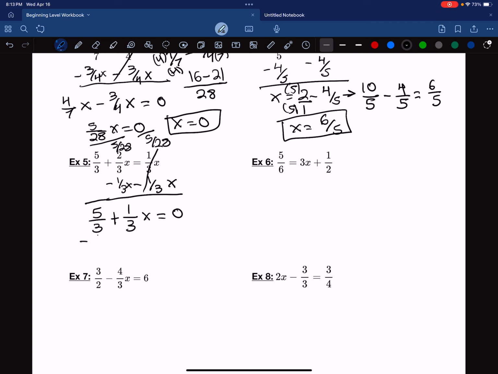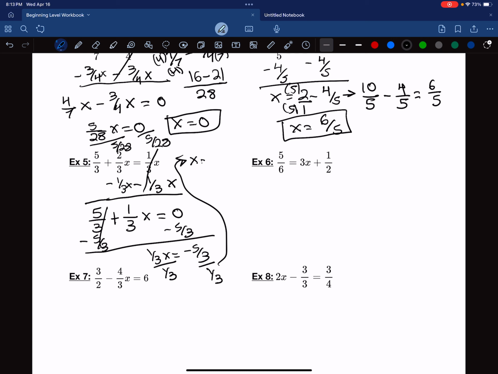And then we're going to subtract 5/3 on both sides. So then we get 1/3 x equals negative 5/3. And then we're going to divide by 1/3. This is a lot of fraction work. That's okay, because we'll get good at fractions. So we're going to get x equals negative 5/3.